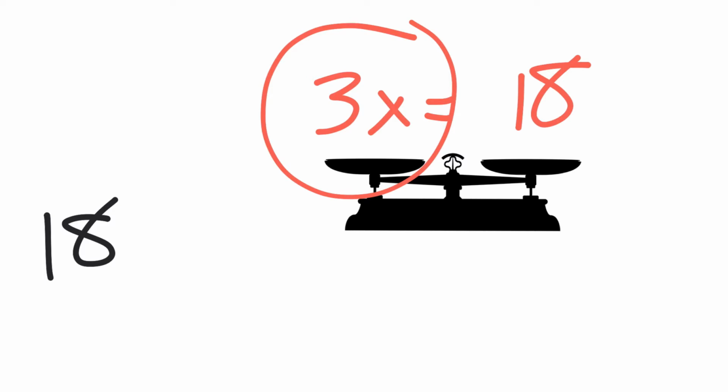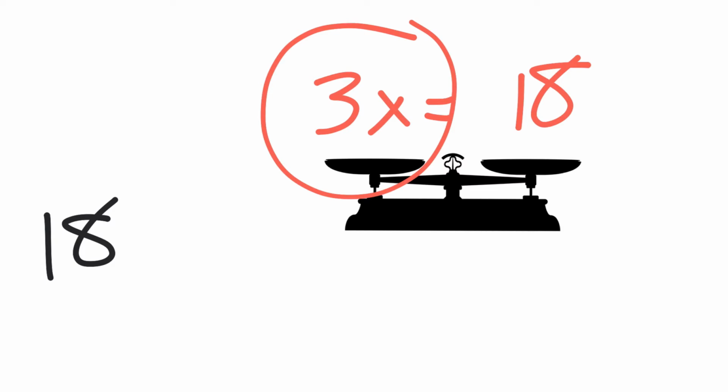So how do we get rid of that 3 that's on the left-hand side? Well, the way we take care of that in equations is by doing the opposite operation. And so 3x is the same thing as 3 times x. And so in order to get rid of that 3 on the same side as the x, we need to do the opposite operation, which is division.